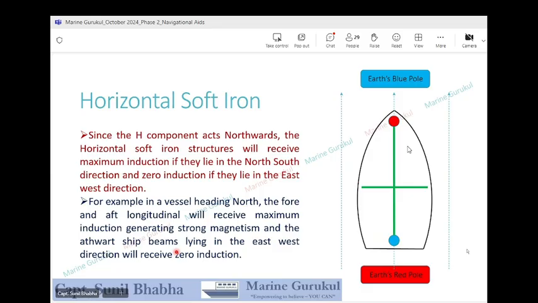So this tells us that there will be zero or negligible induction on the outward ship beams with the ship lying in the northerly heading. So a ship on the northerly heading, the fore and aft longitudinals will have maximum induction and the outward ship beams will have negligible or zero induction. Is that clear, beta? Any doubts up to here?